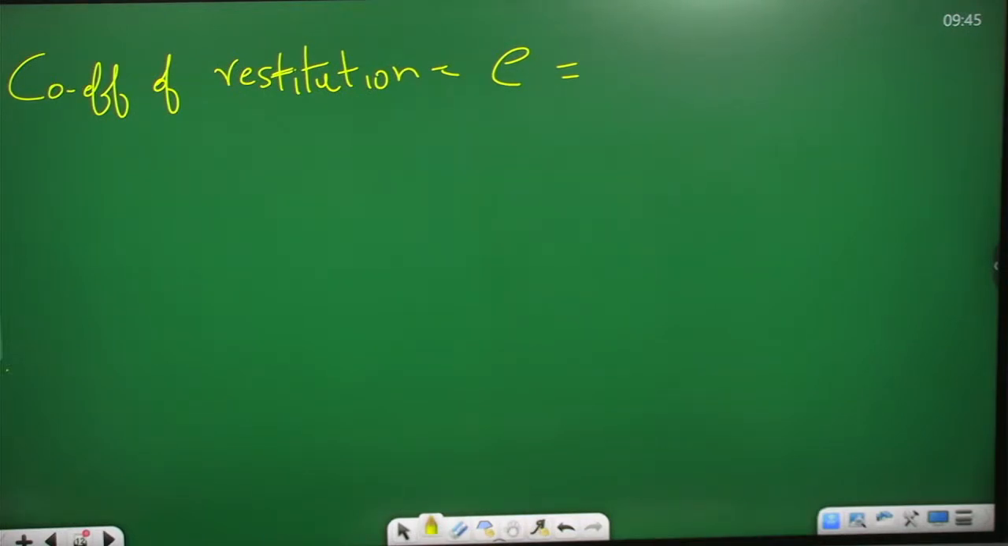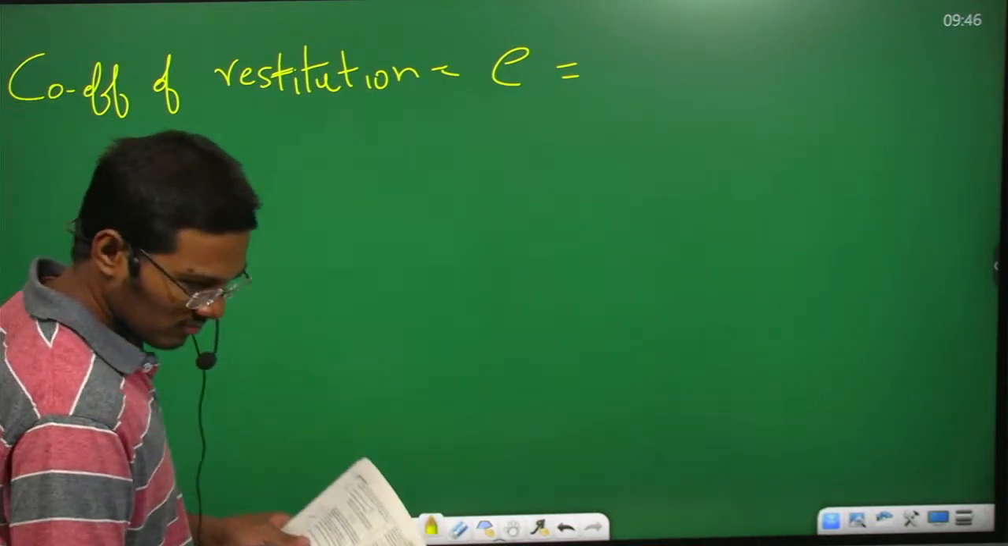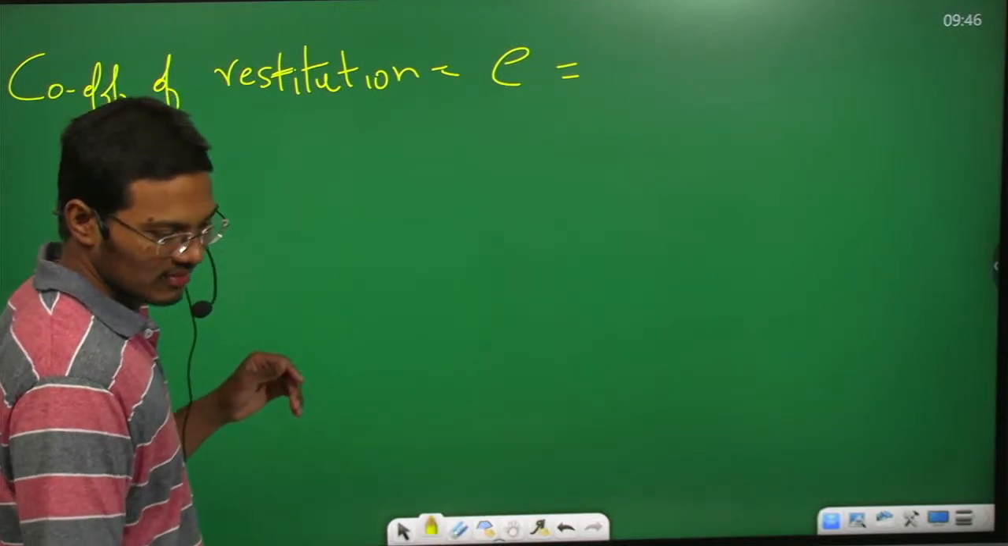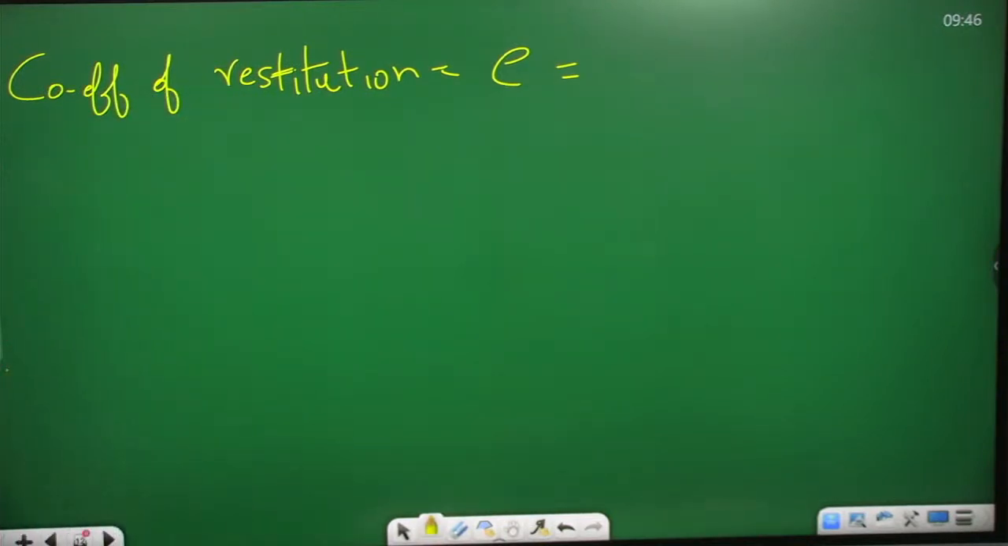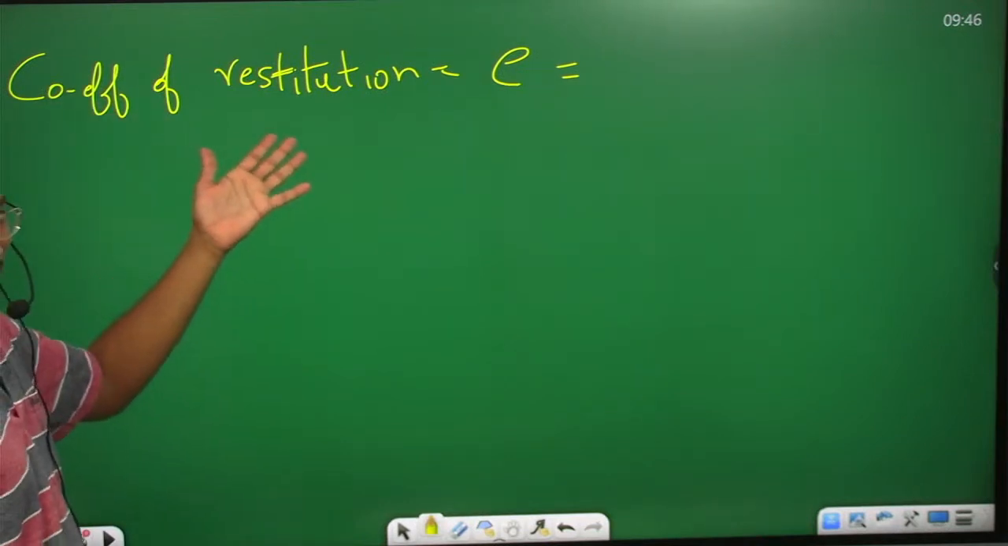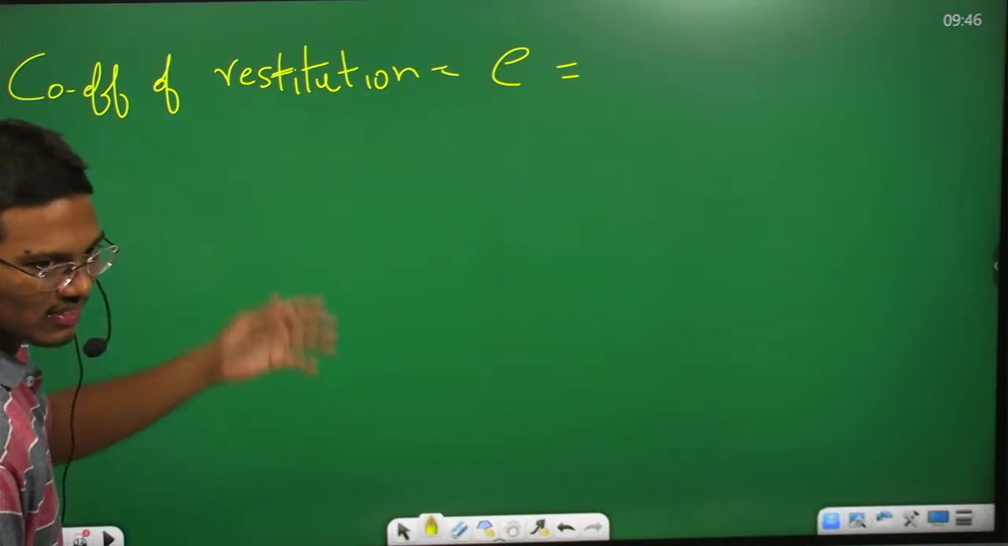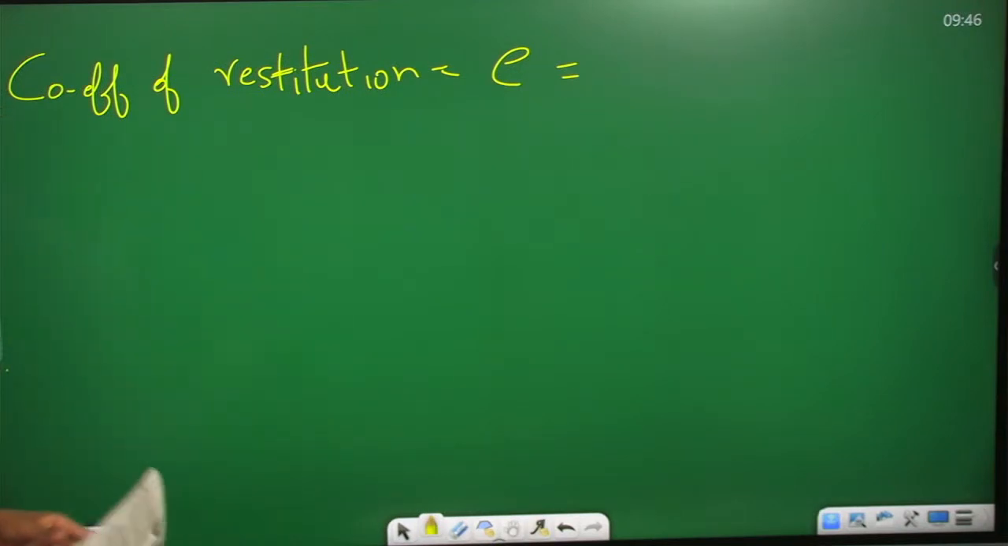So be engaged with the channel, check the updates, try to write the formula. What is coefficient of restitution formula and their conditions for elastic and inelastic collision? See, I guess you are writing exams, right? Then you can surely expect this. Then try to answer.